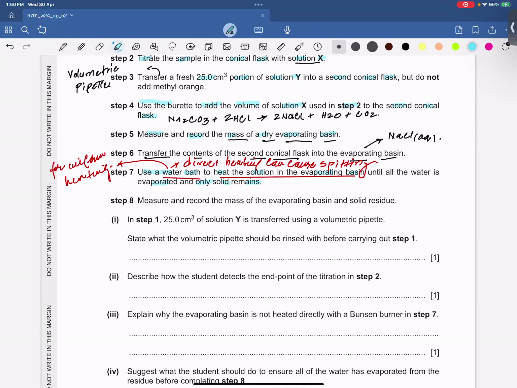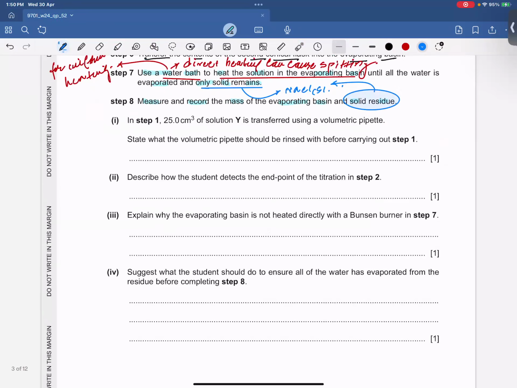Evaporated and only the solid remains, and that solid is technically going to be sodium chloride. OK, so you took aqueous NaCl in the evaporating basin, and when you heated it, obviously the water was removed and you are left with solid sodium chloride. Measure and record the mass of the evaporating basin and the solid residue. This solid residue is basically sodium chloride.